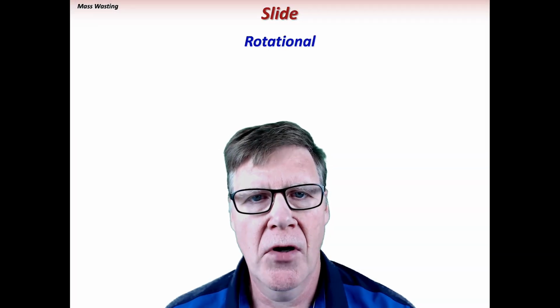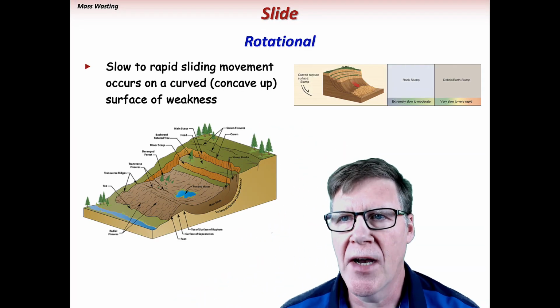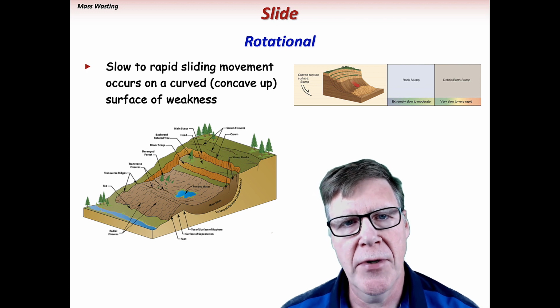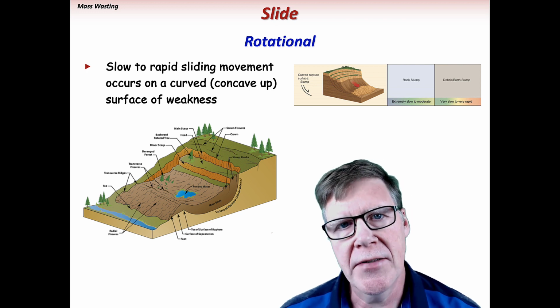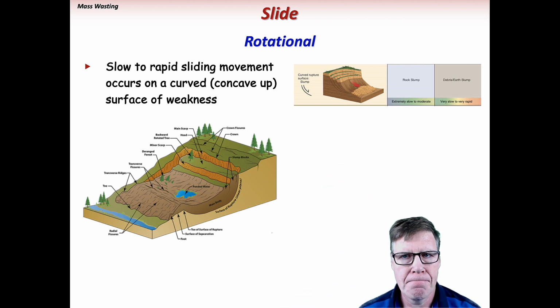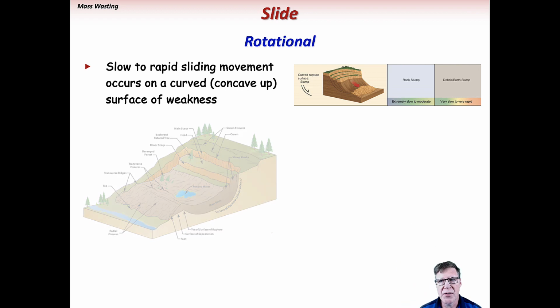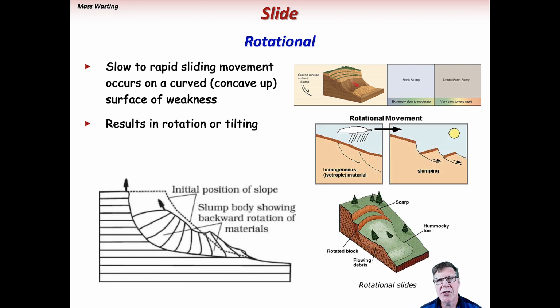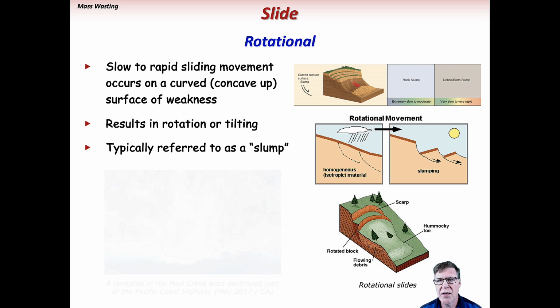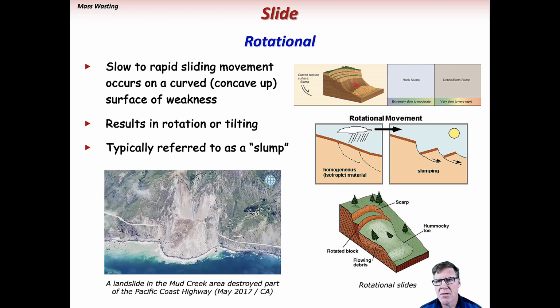Rotational slides involve the slow to rapid sliding along a curved surface of weakness that is typically oriented concave up. Movement along this curved surface usually results in rotation or tilting of the slide material. This process is typically referred to as slump. This landslide in the Mud Creek area destroyed part of the Pacific Coast Highway in 2017.